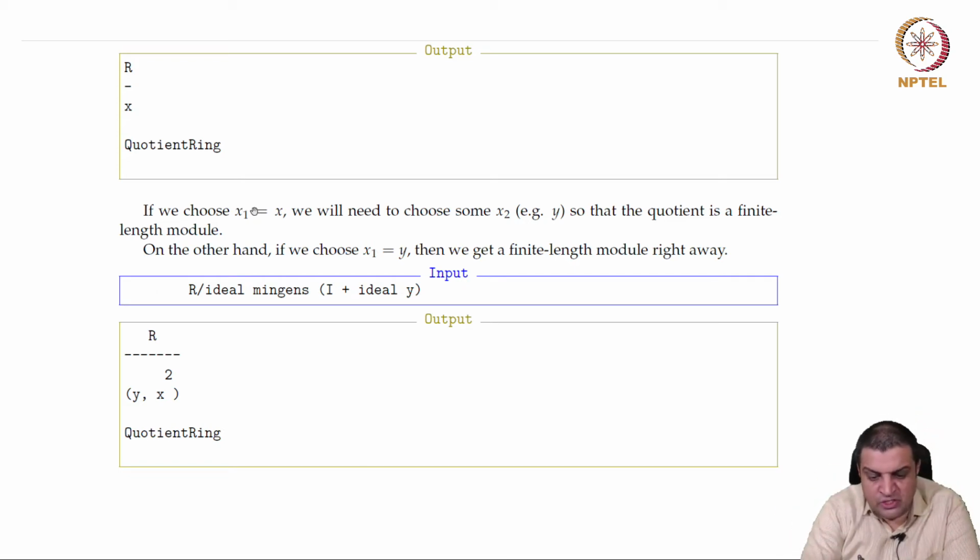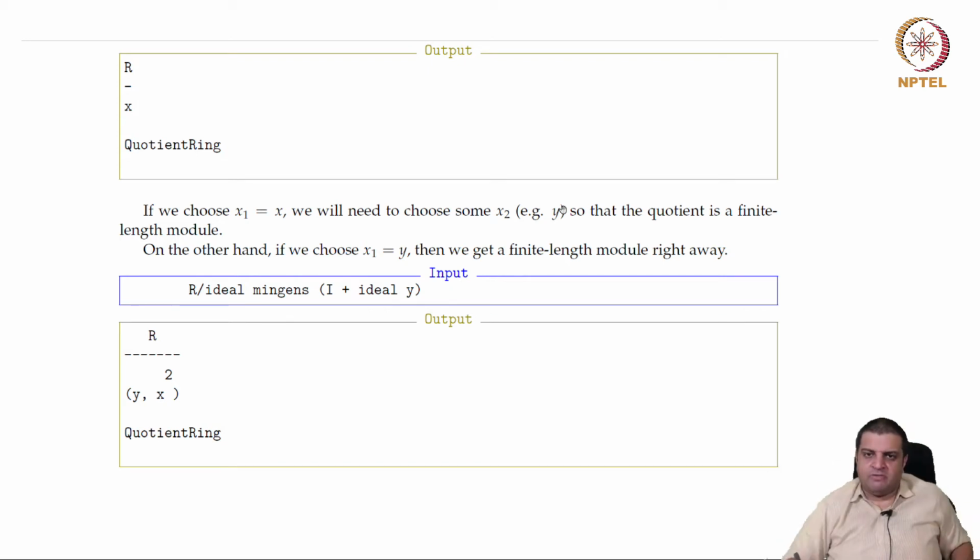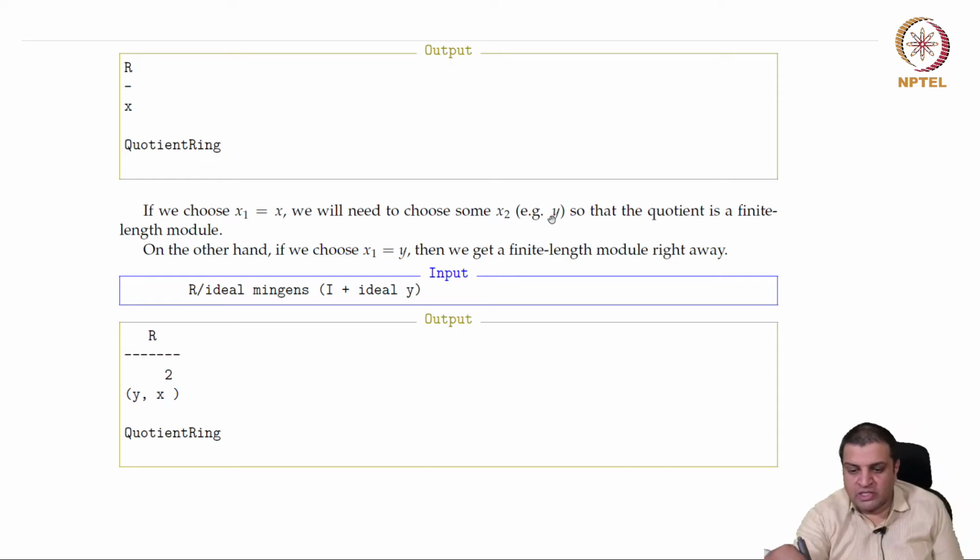So if we chose x1 equals x, then we will need to choose some other x2, for example y, because R mod x is isomorphic to k adjoin y. So we need to use something so that the quotient is a finite length module. I mean, k[y] is not a finite length R-module. So we have to choose two things if we started this way, in fact only two things. But on the other hand, if we choose x1 to be y, let's check that.